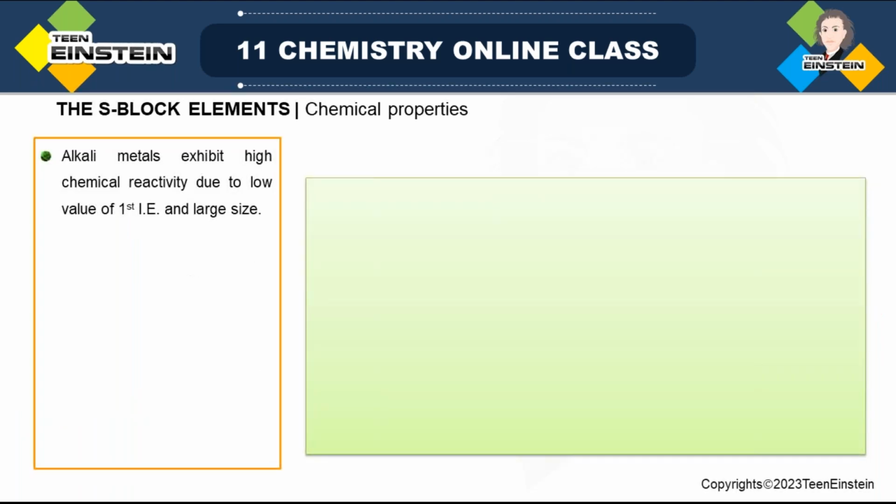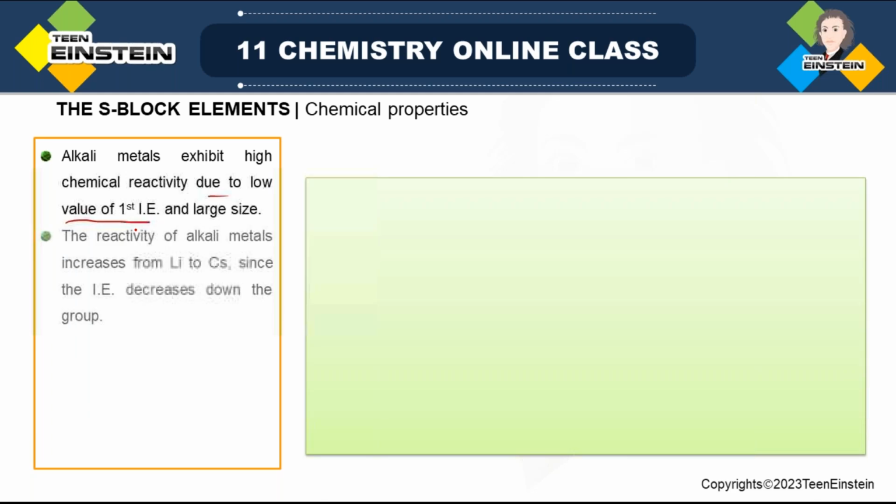Next, chemical properties. Though we'll not be able to finish, we can discuss one or two. So chemical properties, one common point we know is that they are very reactive. The reason for their reactivity is that they exhibit high chemical reactivity. The reason is the low value of ionization energy, and also they are very large in size, so you can easily remove the outermost electron, and that means they can easily form cations, they can easily feed electron to some other species. So that is why their reactivity is very high.